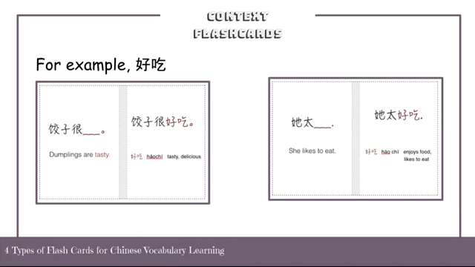Okay. And the other example, you can see 她太 blank. She likes to eat. Then in order to fill in the blank, you need to think what you should put in. In this case, we should put in 好吃. They are the same characters, but different pronunciation and different meaning. 她太好吃. 好吃 means enjoys food, likes to eat.